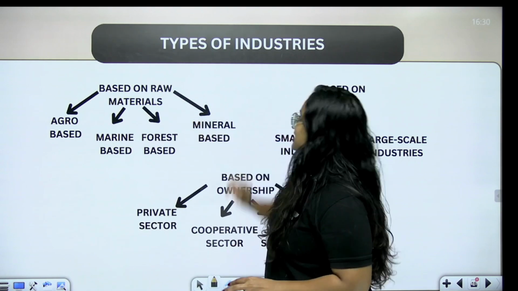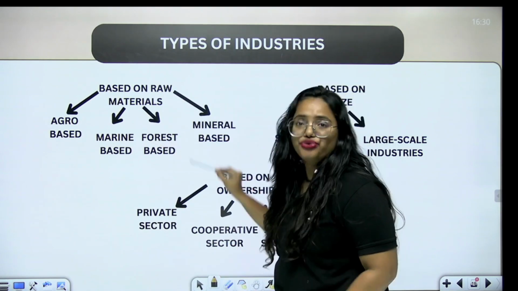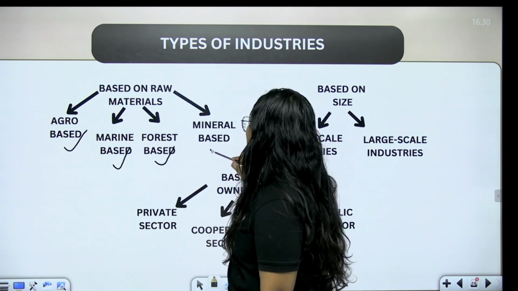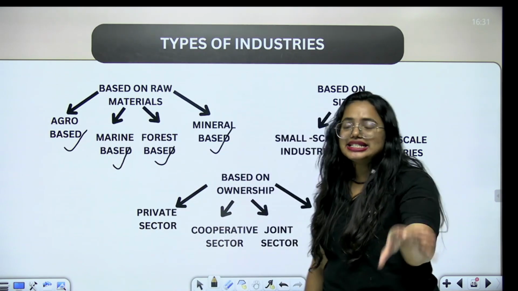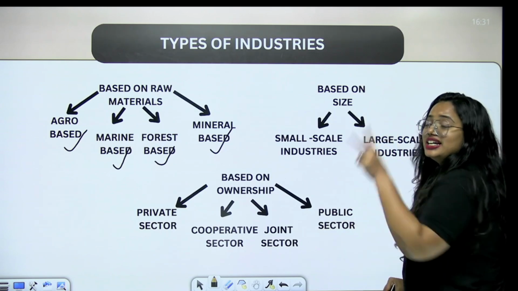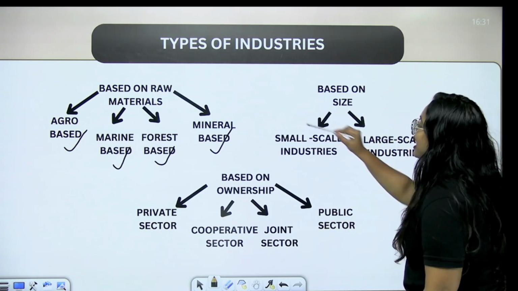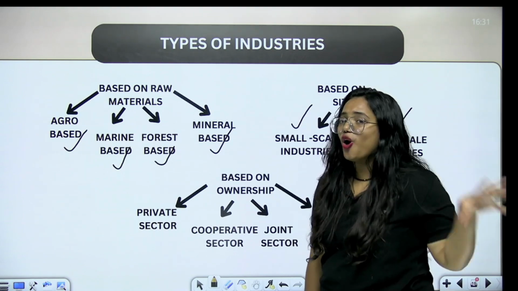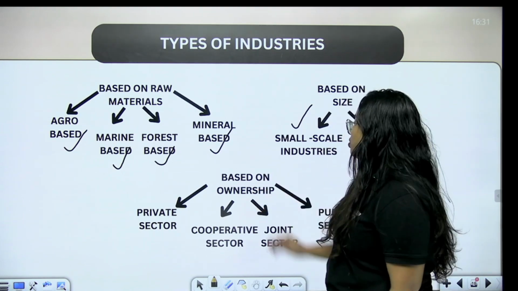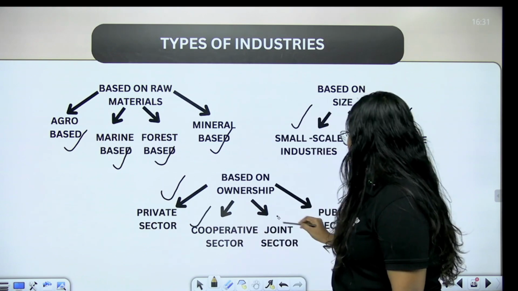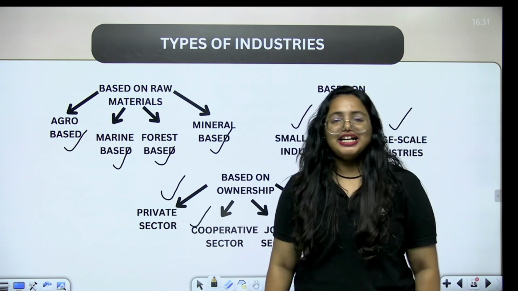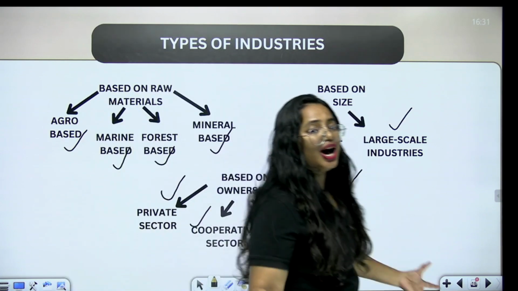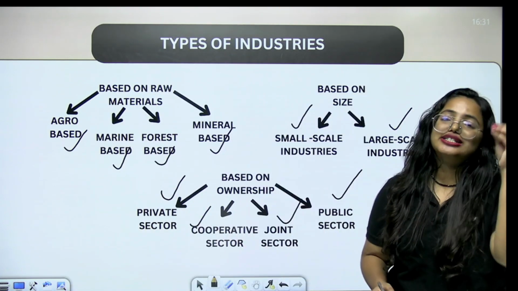So based on raw materials, industries are divided into 4 as agro-based, marine-based, forest-based and mineral-based industries. Similarly, based on size, the industries are categorized into 2 as small-scale industries and large-scale industries. And based on ownership, the industries are divided into private sectors, cooperative sectors, joint sectors, and finally public sectors. So this is the way in which industries are categorized. And now it's time to learn these industries one by one.